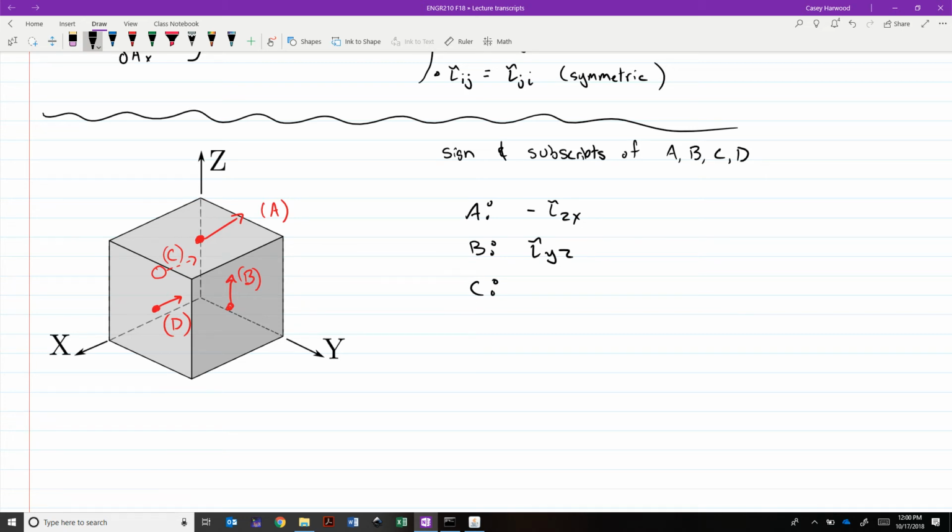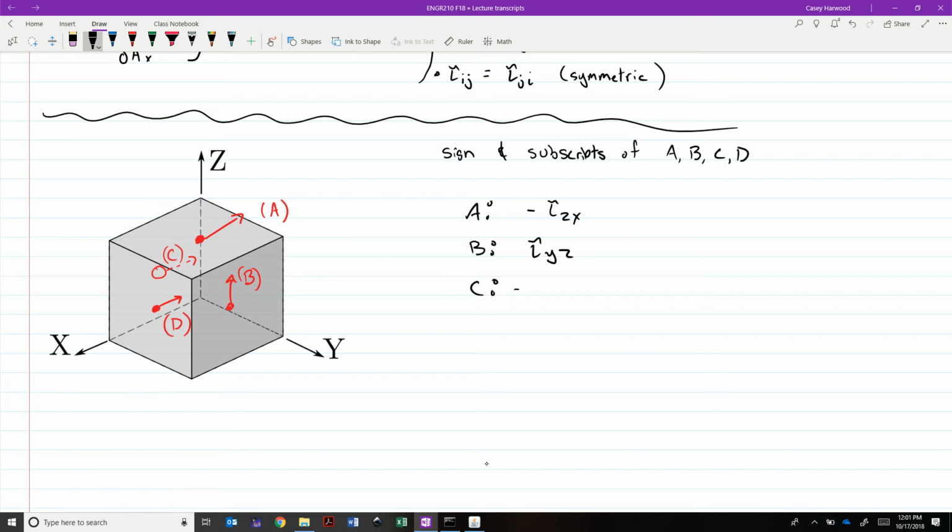Okay. What about for C? If I didn't explain this before, I drew this with a dashed line and an open circle to show that it's on the far face here. I was hoping that would be clear. Negative tau xy.